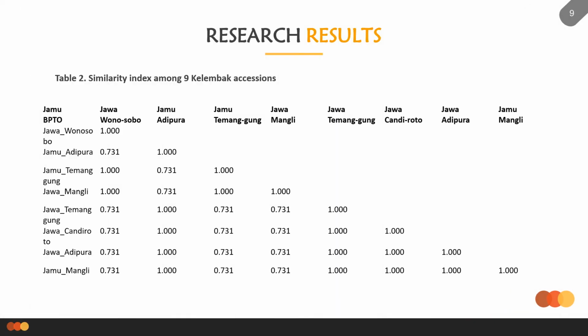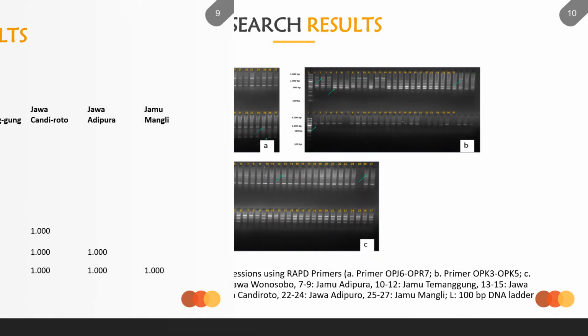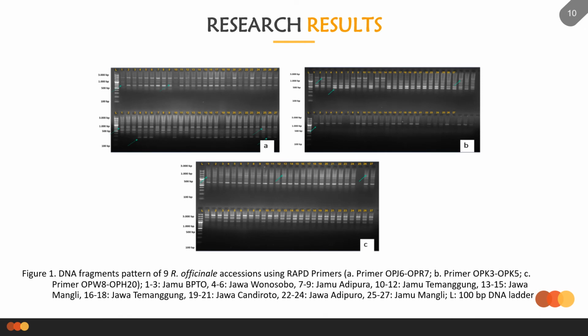The DNA fragments among accessions were used to calculate the similarity index using the Dice similarity index. The results showed that the similarity index among accessions was 0.7321, as shown in Table 2. This is the DNA fragment pattern of 9 Rheum officinale accessions using RAPD primers.